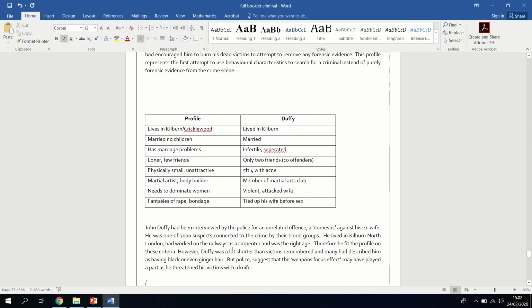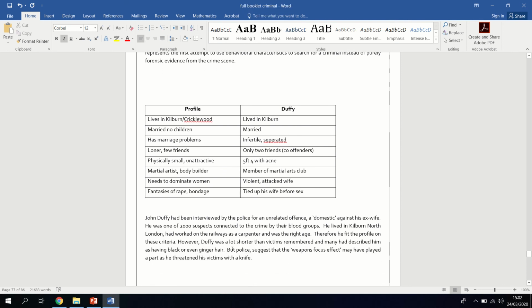He attacked his wife. He tied up his wife before sex, which meant that he had fantasies of bondage and rape. John Duffy had been interviewed by the police for unrelated offences, a domestic violence offence against his ex-wife. He was one of the 2,000 suspects connected to the crime by their blood groups, by the blood that they found at the scene of the crime. He lived in Kilburn, North London, and worked on the railways as a carpenter and was the right age. Therefore, he fit the profile perfectly.